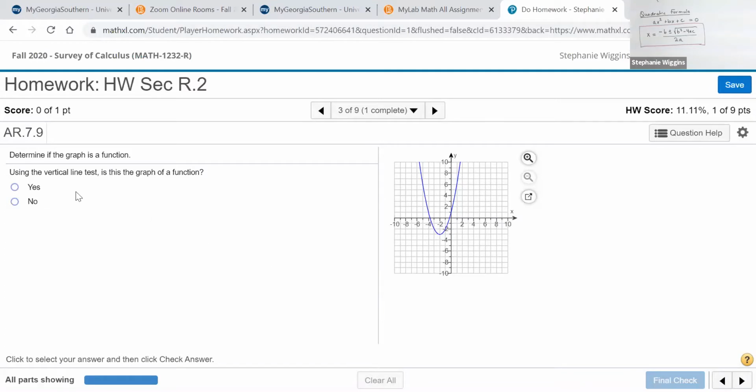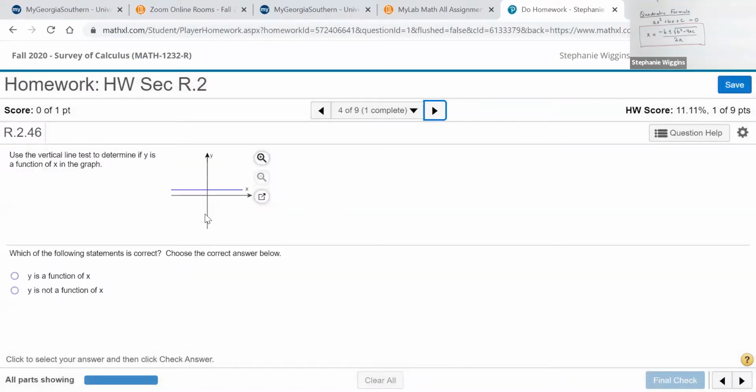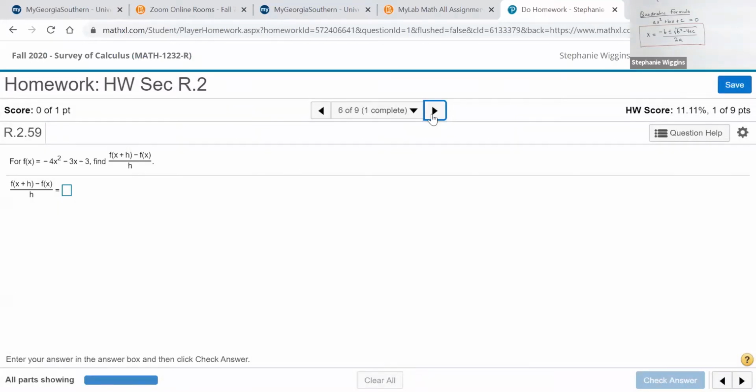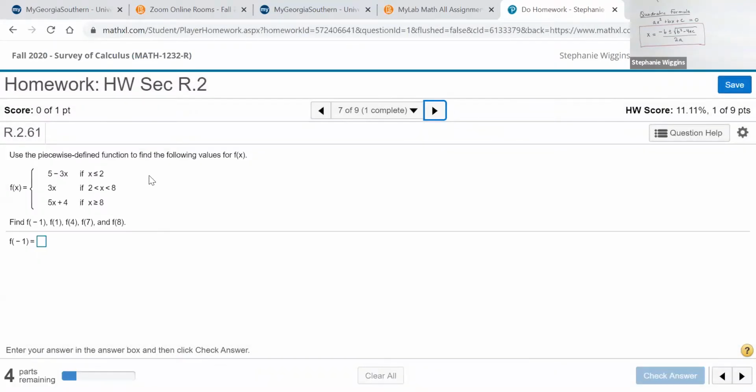Here's a question using the vertical line test. Yes, that's a function. Here's a constant function. That is a function. This obviously does not pass the vertical line test because a vertical line will intersect more than once there. And here's the difference quotient again that we did today. Here's a function defined piecewise and how to evaluate.